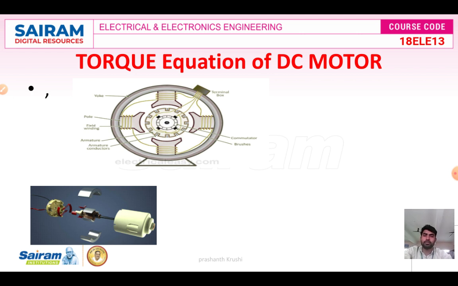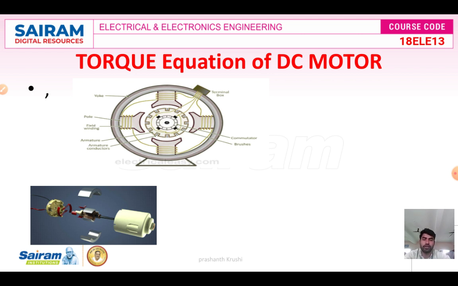Torque is nothing but twisting force or turning force about the axis. This is the constructional part of a DC motor, and I have given this diagram for your understanding. This is the stator yoke of the machine, where the magnetic field is present. This is the rotor, the rotating part of the machine, and brushes collect the current. We give the supply, so the rotor starts rotating.